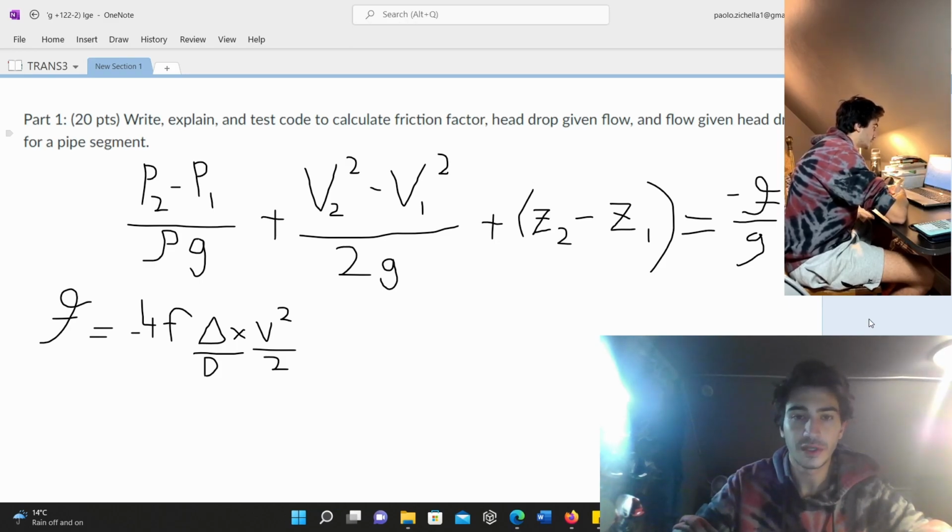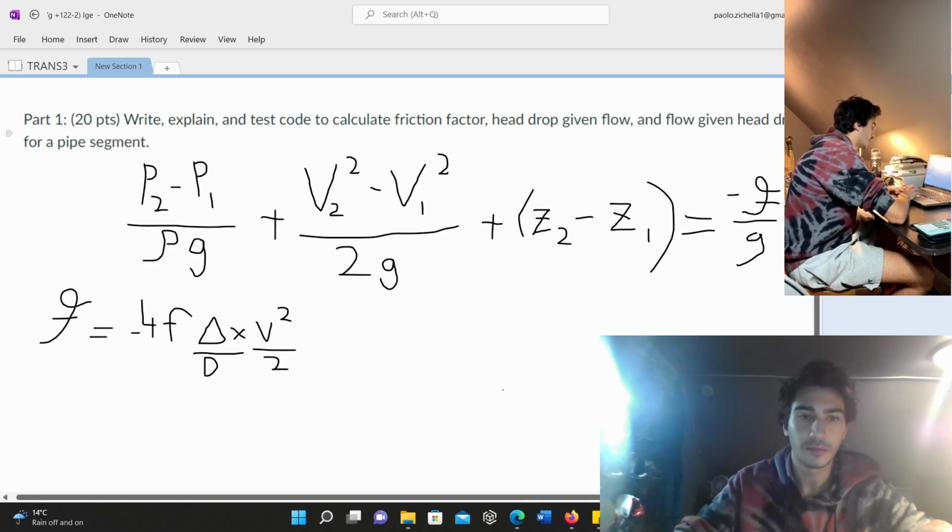First of all, Bernoulli's equation in head form with respect to gravity. As you can see, all I did is just divide everything by gravity respectively. And in this situation, today I'll be first starting with the first situation, if we want to calculate the head drop if we're given flow.